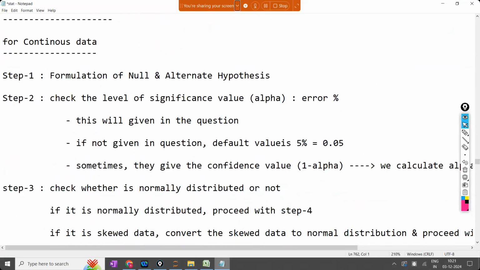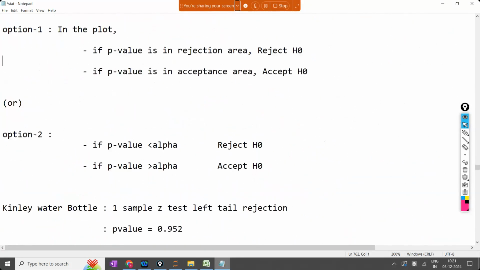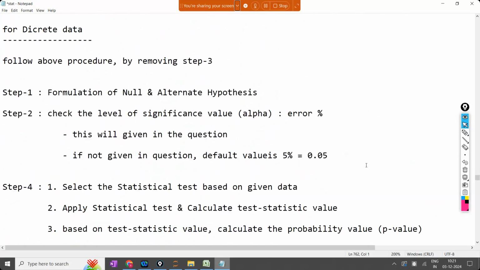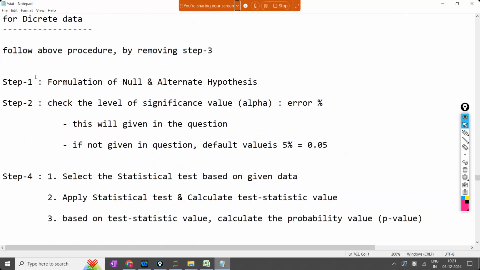Now, what are the steps involved for a discrete variable? This is for continuous, no? For discrete variables, the steps are these. Follow the above procedure as it is, the same procedure, no difference. The only difference is to remove step 3, the normal distribution check for normality. Remove that one because we can't check for that. Normal distribution logic should be applied only on the continuous variable.